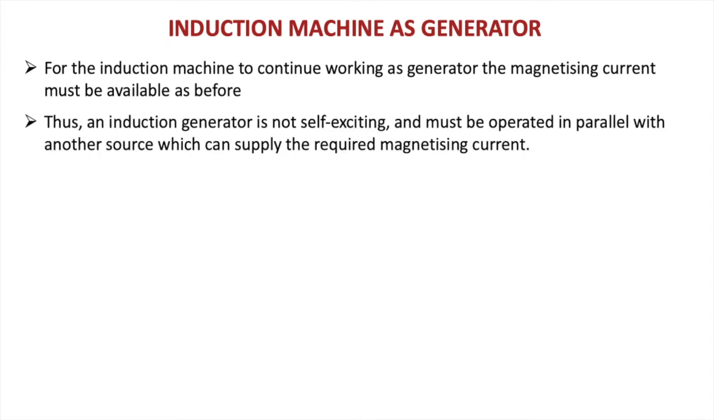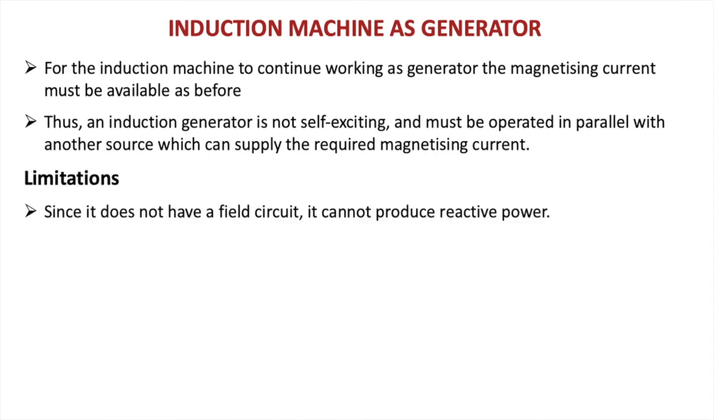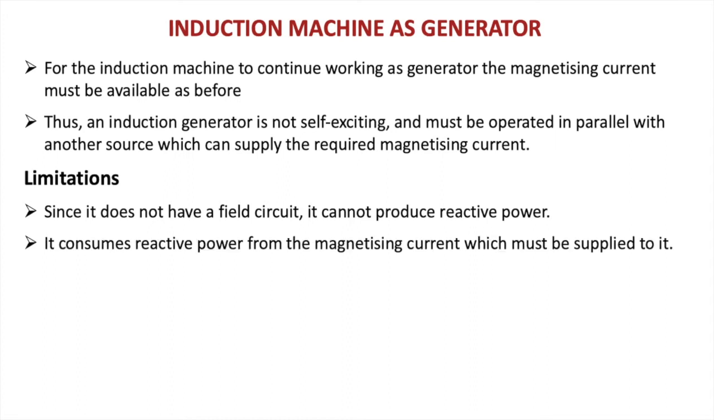Thus, an induction generator is not self-exciting and must be operated in parallel with another source which can supply the required magnetizing current. Now, what are its limitations? The limitations are, since it does not have a field circuit, it cannot produce the reactive power. It consumes reactive power from the magnetizing current which must be supplied to it.